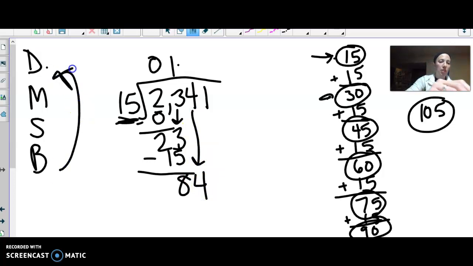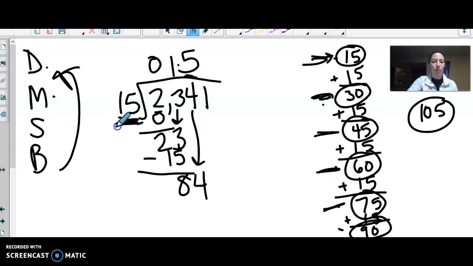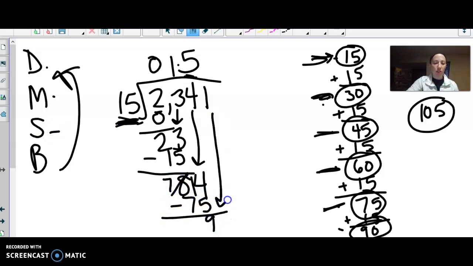Go back up to the top. How many times does 15 go into 84? Well, if I look at my multiples, 90's too big. So 1, 2, 3, 4, 5 times. Now I multiply. 5, the number I just wrote, times 15 is 75. Subtract. I get 9. Bring down the next digit.